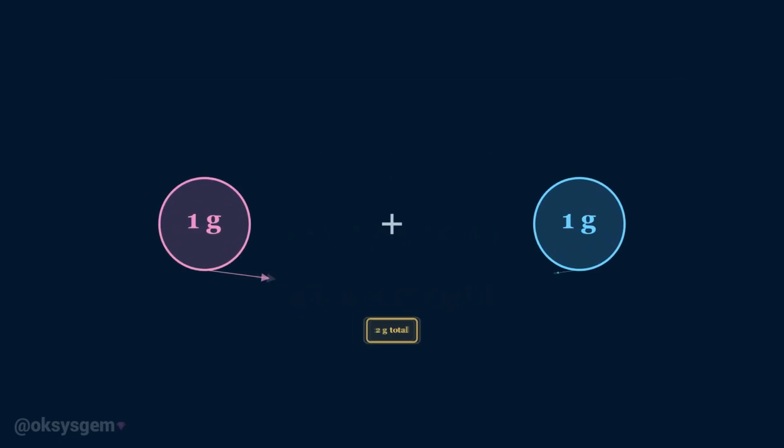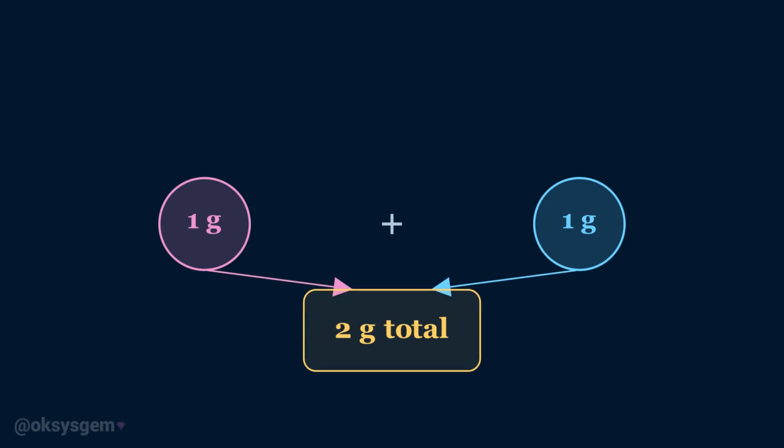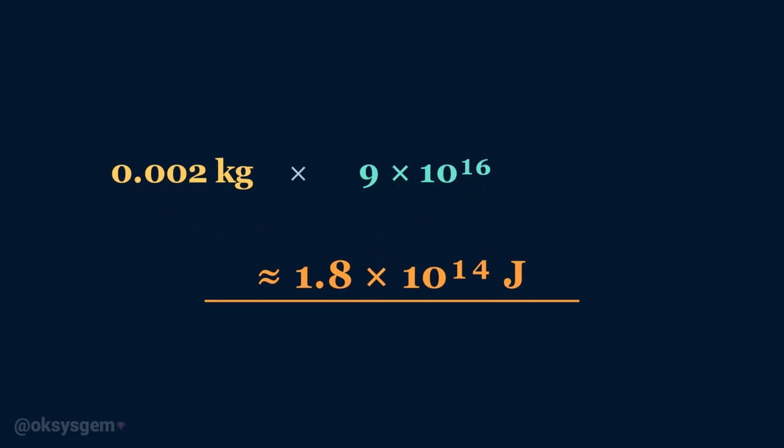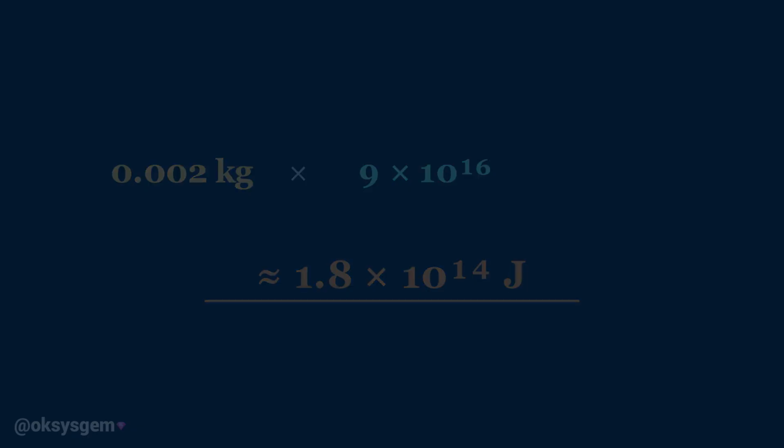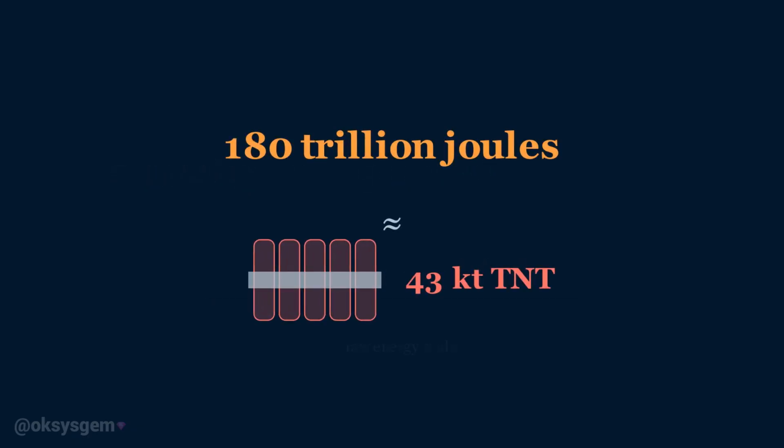If you have 1 gram of antimatter, complete annihilation requires approximately 1 gram of ordinary matter to meet it. So the total mass participating in the full annihilation is not 1 gram, it is 2 grams. 2 grams is 0.002 kilograms. Multiply that by the speed of light squared, and the result is approximately 1.8 times 10 to the 14 joules. That is 180 trillion joules of total energy. To give that number some scale, it is roughly equivalent in raw energy to about 43 kilotons of explosives.